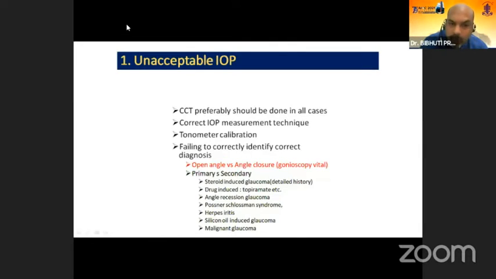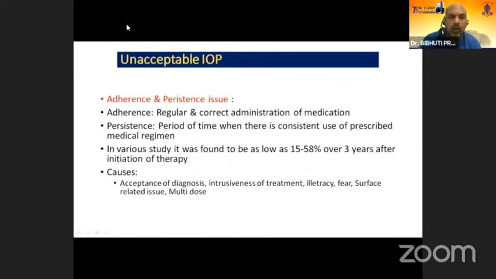At the same time, we have to identify the correct diagnosis also. As mentioned earlier, gonioscopy is vital to identify open angle and angle closure. A lot of angle closure patients are being treated as open angle patients, and we see a lot of failure in these patients with the normal medications. We also have to identify primary versus secondary glaucoma.